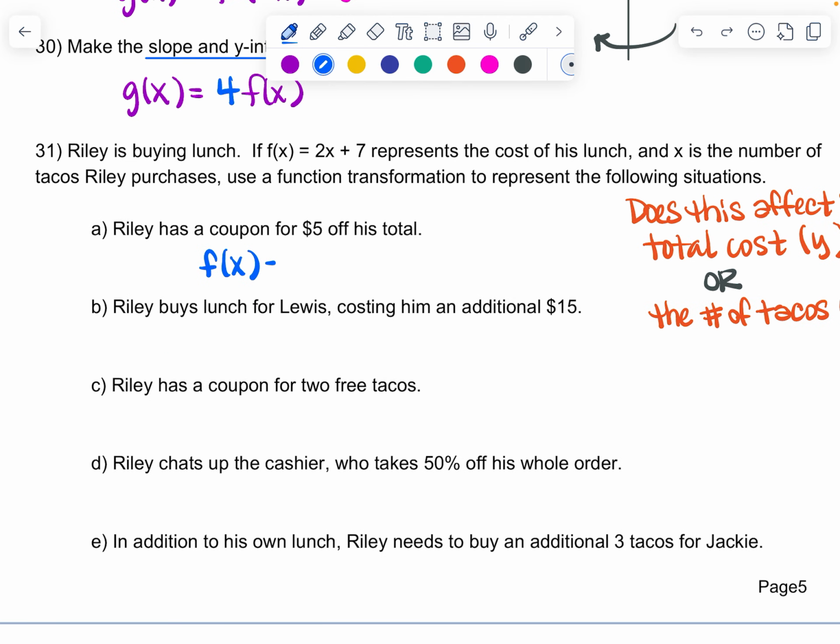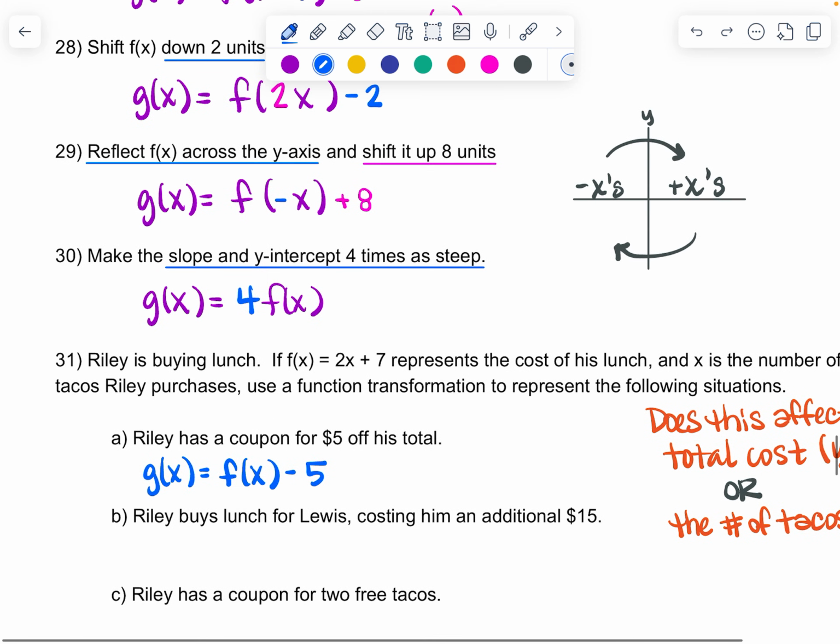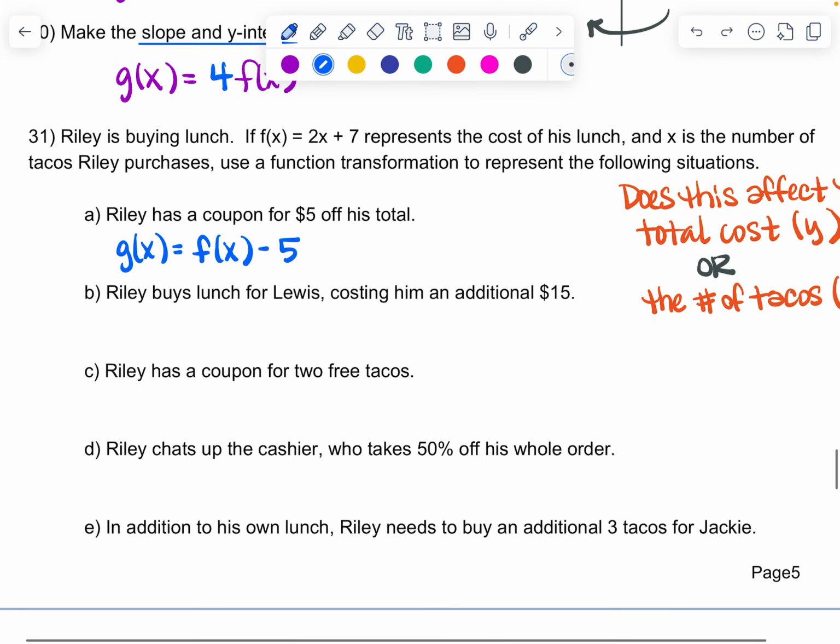Okay, so what's happening to the f of x if you have a $5 coupon? Well, you're subtracting 5. Your cost would lower by $5. If you want to put a g of x in front, like we were doing, you can totally do that. So his new cost would be his current total cost minus 5. We're just putting a real world spin on the same problems that we were just doing up above.